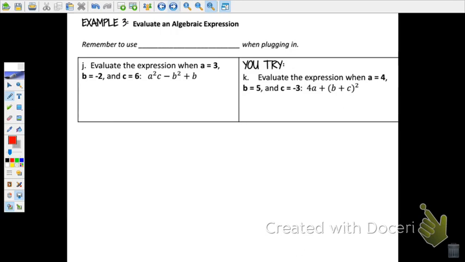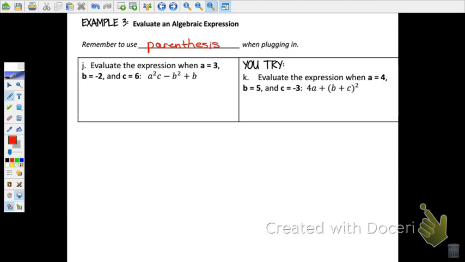Example 3, we're going to evaluate. So this time we're going to be plugging numbers in place of the variables and then using our order of operations just like we did before. Important thing to remember when you are plugging numbers in is that you use parentheses when we place those numbers in. It just helps us, again, keep track of things, especially when we have those negative numbers.